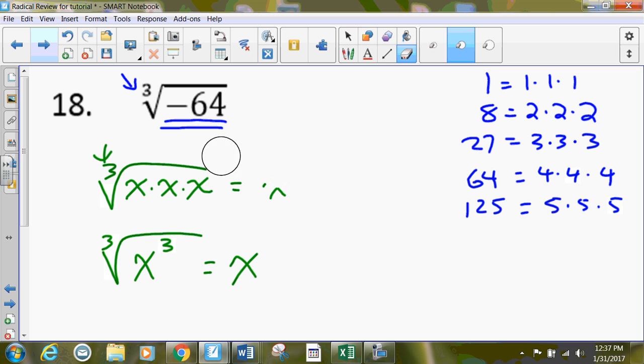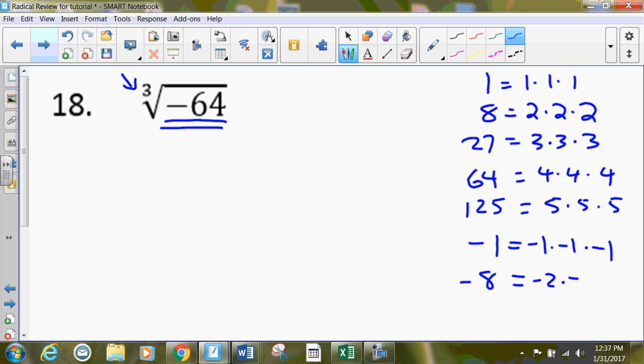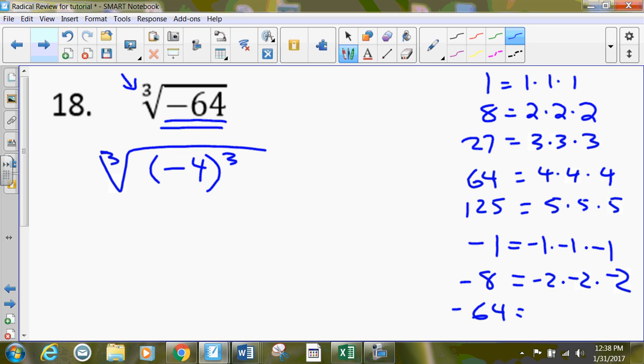So here we go. We've got a negative, which is cool, right? Because we could also see that -1 is a perfect cube, because -1 times -1 times -1 is -1. And -8 is a perfect cube, right? So negatives can be perfect cubes, while of course negatives can't be perfect squares. So here we go. -64, we know what that is. That's the same thing as -4 cubed. Since the cube root and the cube cancel each other out, -4 is our answer.